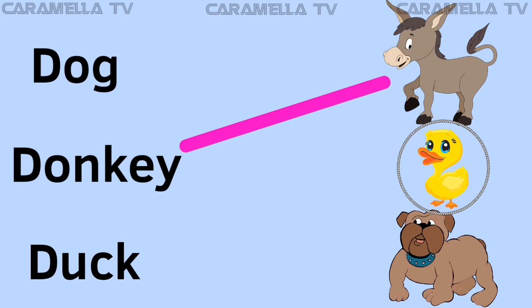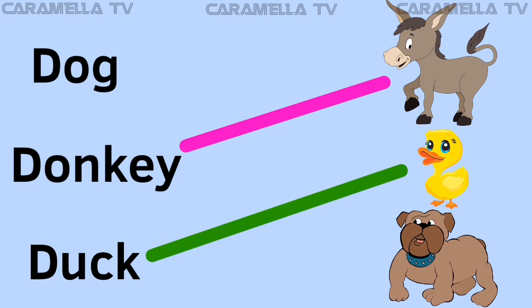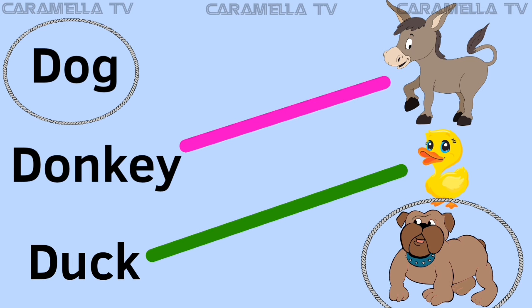Second picture we have is a picture of a duck. Can you guys guess where the word duck? That's right, let's connect them. Last picture we have is a picture of a dog. Can you guys guess where the word dog? That's right, let's connect them.